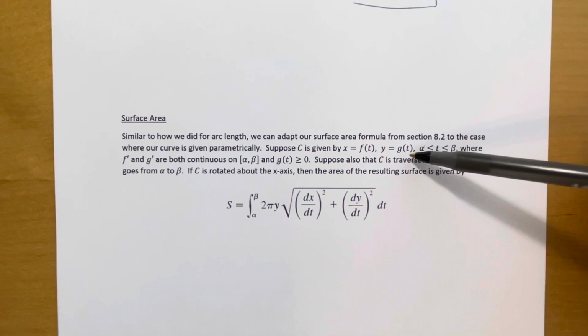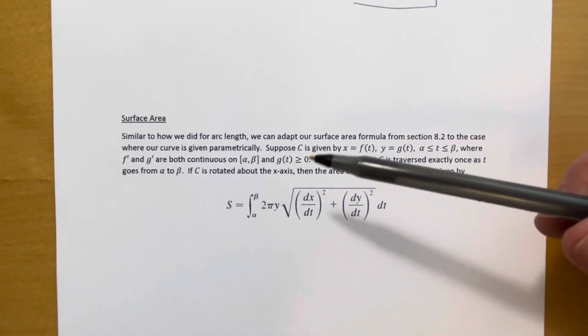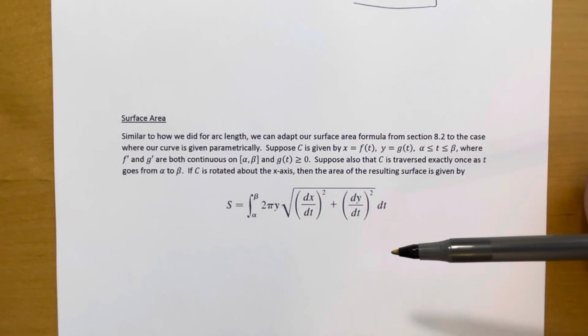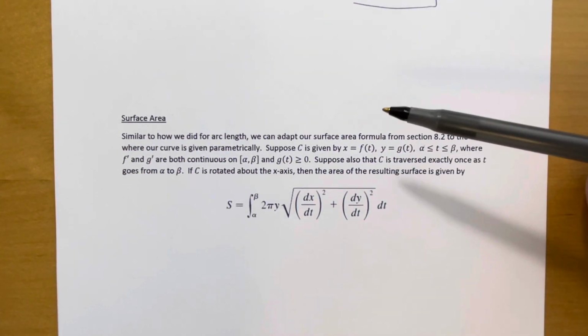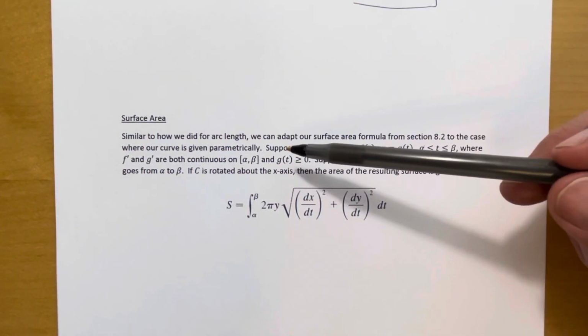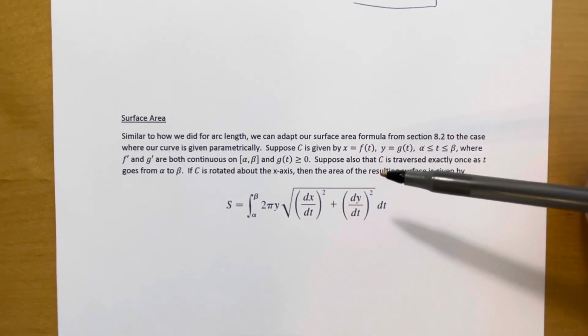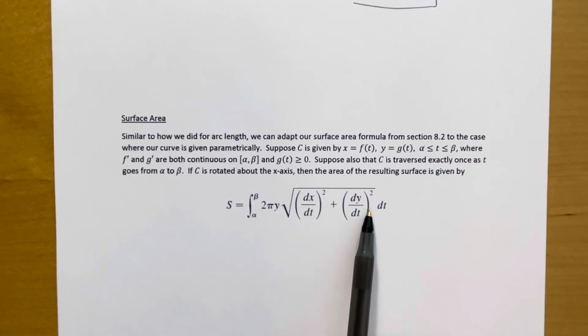We're also going to suppose that C is traversed exactly once as t goes from alpha to beta, which was the same condition that we required our arc length formula to have. So we're going to take C, that curve, rotated around the x-axis. The area is going to be given by this formula right here.